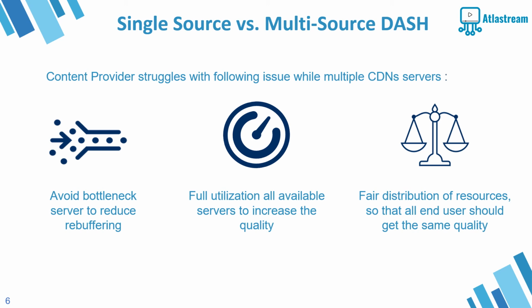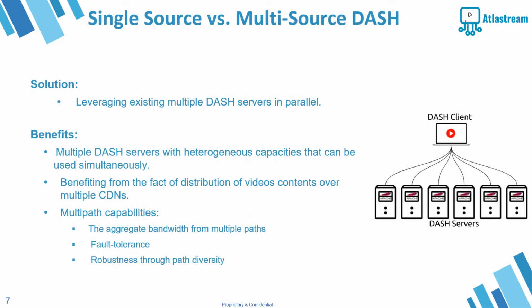Here, the clients that share an overloaded server or a bottleneck link limit themselves to a lower representation level to avoid playback stalls. In contrast, the clients on less loaded servers can achieve a much higher video quality, causing unfairness in the quality of experience. The solution to these issues is to use multiple CDNs in parallel. This allows us to benefit from heterogeneous CDNs from multiple vendors with different capacities and multipath capabilities, which include aggregate bandwidth from multiple paths, fault tolerance, as well as robustness through path diversity.